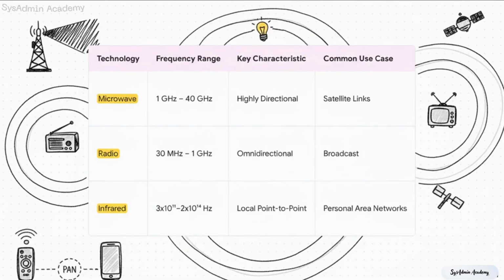Think of microwaves like a laser pointer. They're highly directional, perfect for shooting a signal from one specific point to another, like a satellite dish. Then you have radio waves, which are more like a light bulb. They go out in all directions, which is why they're great for things like FM radio or TV. And finally, infrared. Just think of your TV remote. It's for short-range, line-of-sight communication.